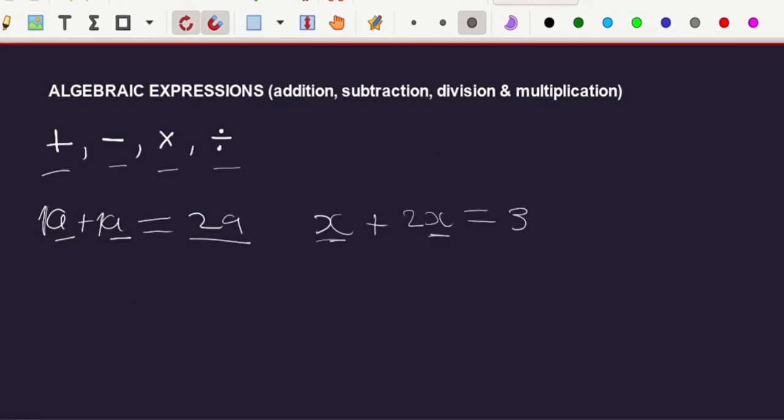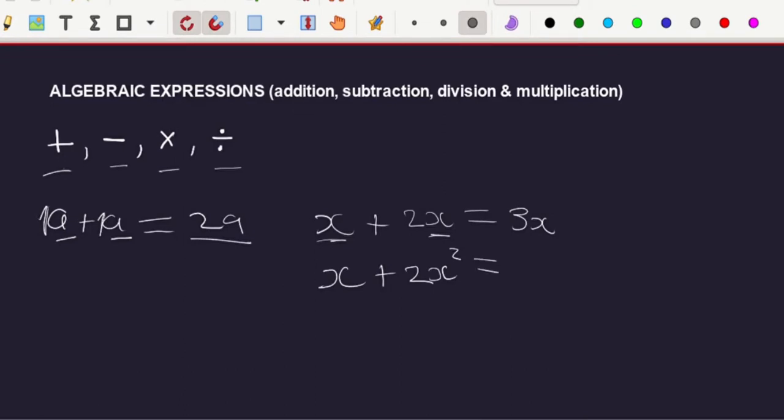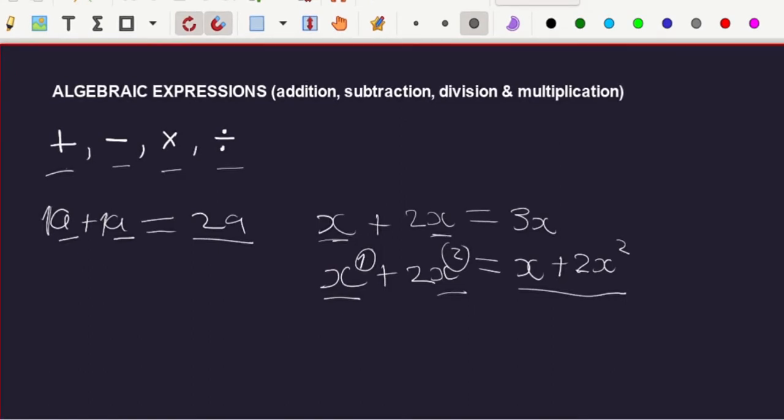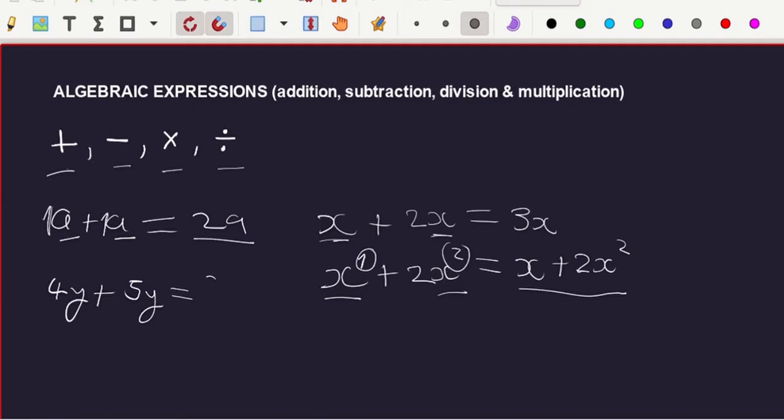So that becomes 3x. But be careful, x plus 2x squared is not the same. The two terms are not alike because the powers, the exponents, are not the same. One is 2, the other one is 1. So it just stays the same, and this is the answer. Let's do a few more examples. For 4y plus 5y, the answer would be 9y.